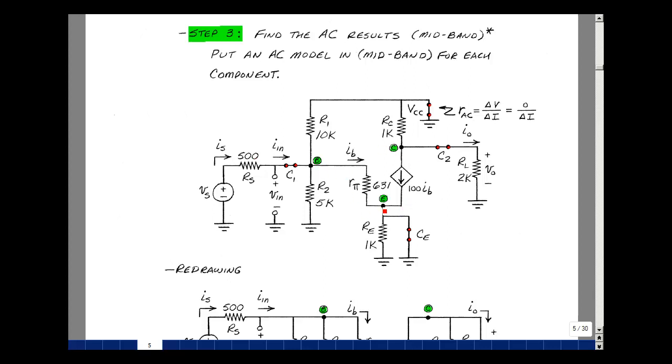Between the base and emitter, I have a resistor of R pi whose value was 631 ohms. And between the collector and the emitter, I have a beta F times i sub b, where we're talking about the AC value of base current, little i sub little b, multiplying that by beta F.